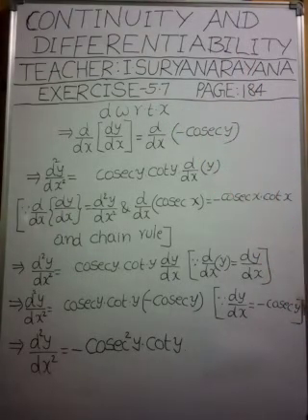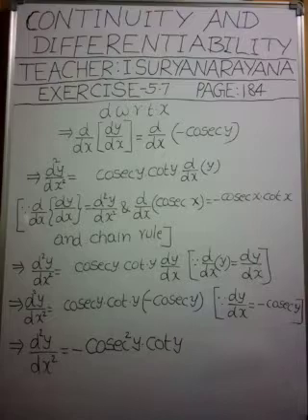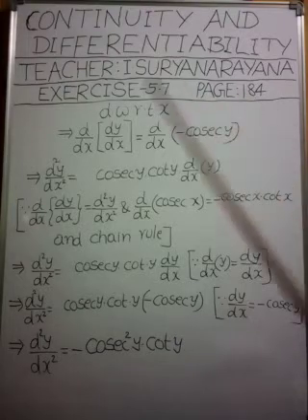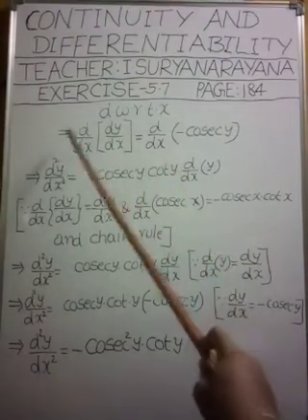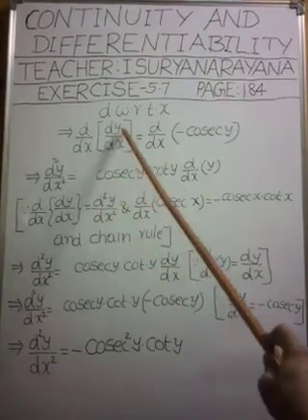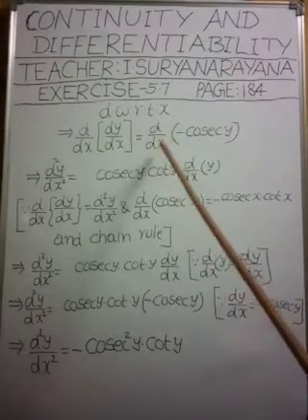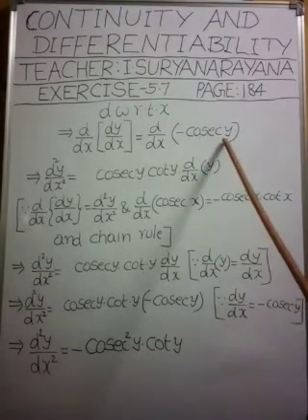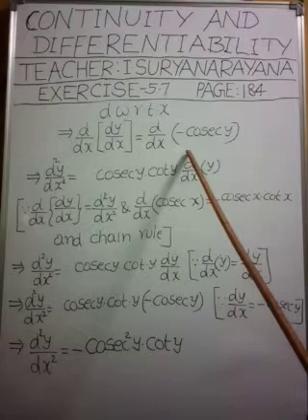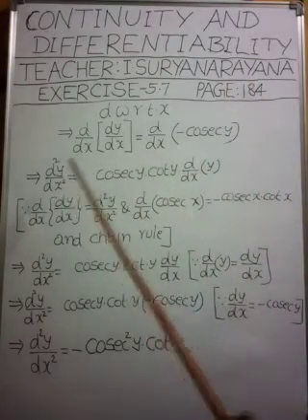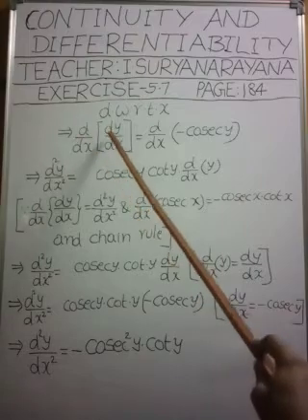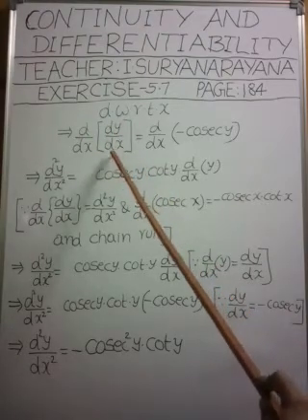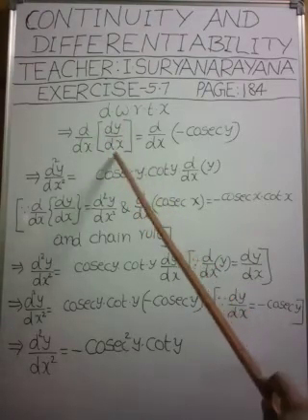Right. Then what is the differential operator? Yes, d by dx. So I wrote the differential operator d by dx on both sides. So this implies d by dx of dy by dx is equal to d by dx of minus cosecant y. Understood this step, my children? Right. Come to LHS part, what is there? d by dx of dy by dx.